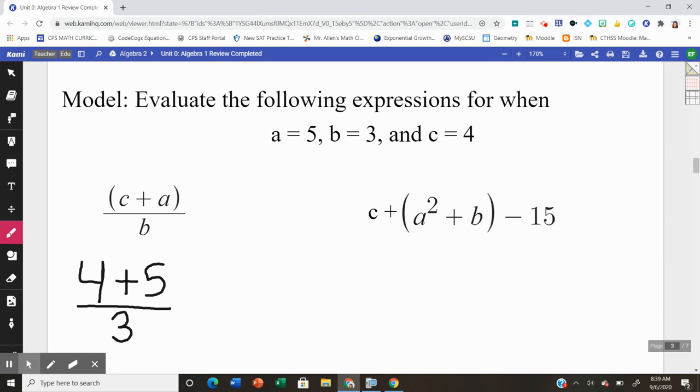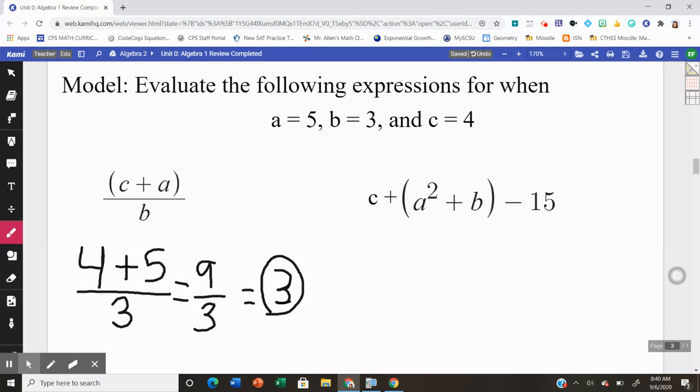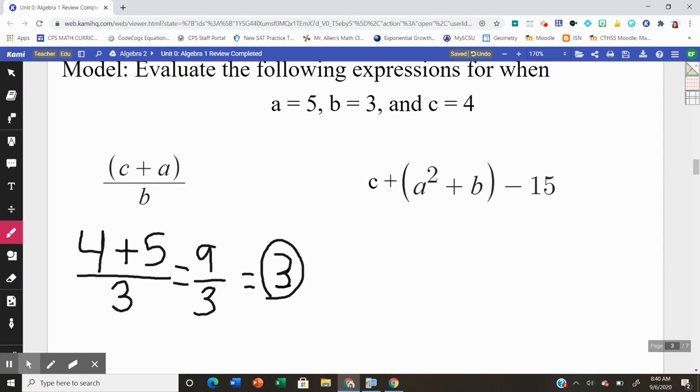So first thing I did was substitute everything, and now let's simplify. So if we simplify our numerator first, we end up with 9, and then 9 divided by 3 is 3. First problem done. Remember, at any point along this video, you want to go ahead and pause, try a problem on your own, right? And then hit play when you're done. This might be a good example if you want to try it on your own.